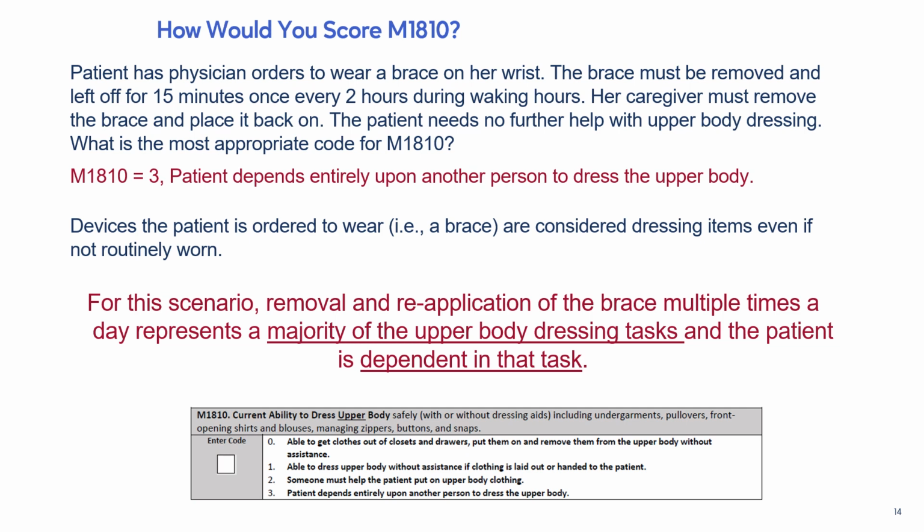I know, you're scratching your head, going, but they're dressing the rest of themselves fine. Again, I understand, and that's the limitations we have with our M18 items. We can tweeze all that out when we get to the GG, and we will. But right now, just understand we're talking about majority of the task, majority of the time, and it comes down to that brace.